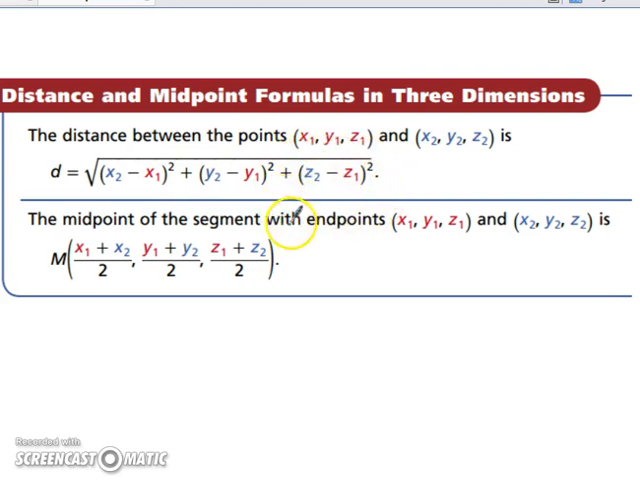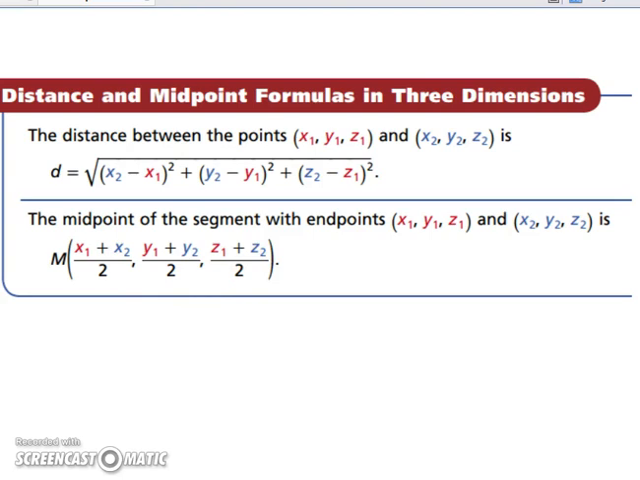The midpoint formula is the same. So you took the average of your x's and the average of your y's when you were finding the middle of a segment in 2 dimensions. Well, if it's in 3 dimensions, just take the average of your x's, y's, and z's, and then you'll have the middle of that segment.